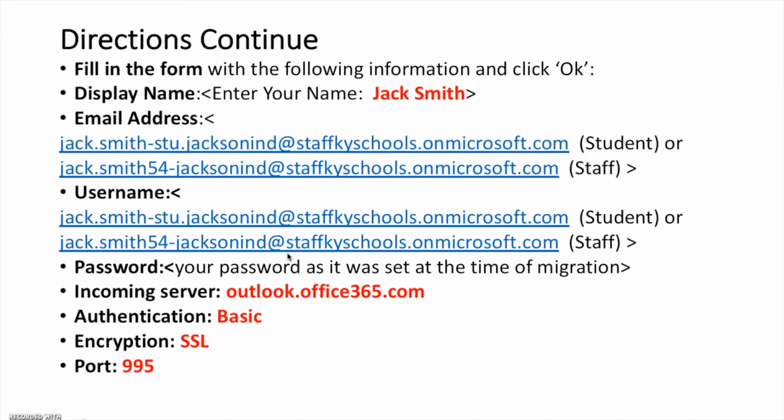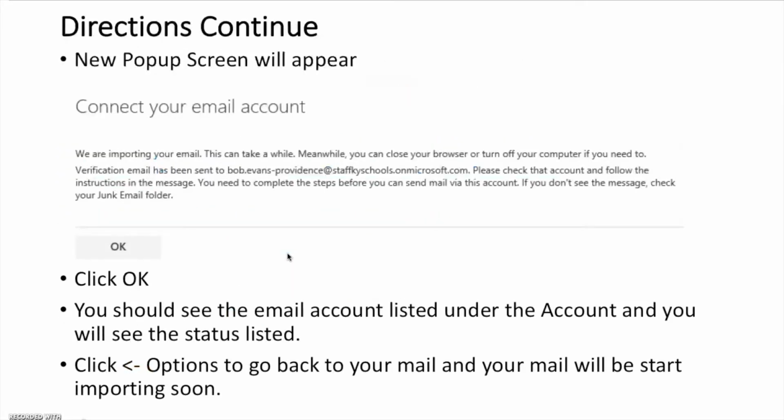And the same thing here. The one thing you will need to type in is outlook.office365.com in the incoming server. And for encryption, choose SSL. All the other things here, you would do the same thing. And like I said, I'll show you in just a second. Once you do it, it's going to say, connect your account, click OK. Once you do that, it's going to go back to where you click the plus, and it's going to have your account in there, and your status is probably going to say downloading, which is great. Then click options up in the left-hand corner to go back and just wait for your mail to start appearing.